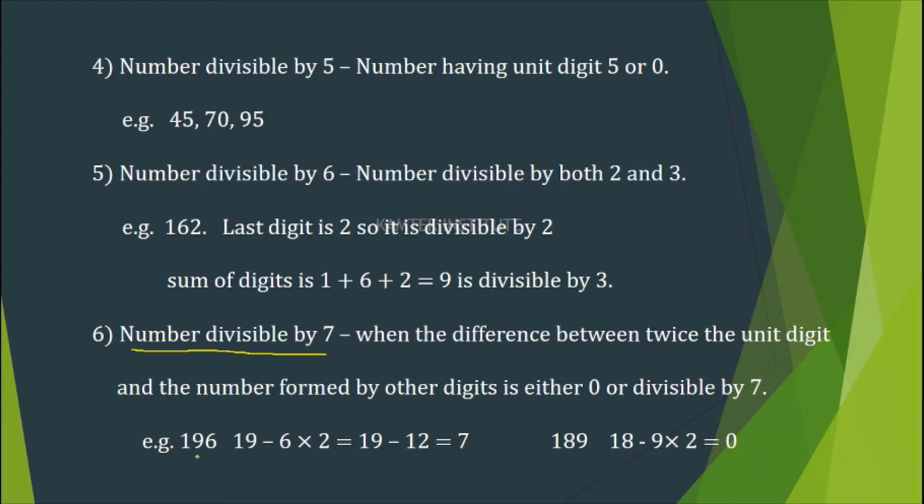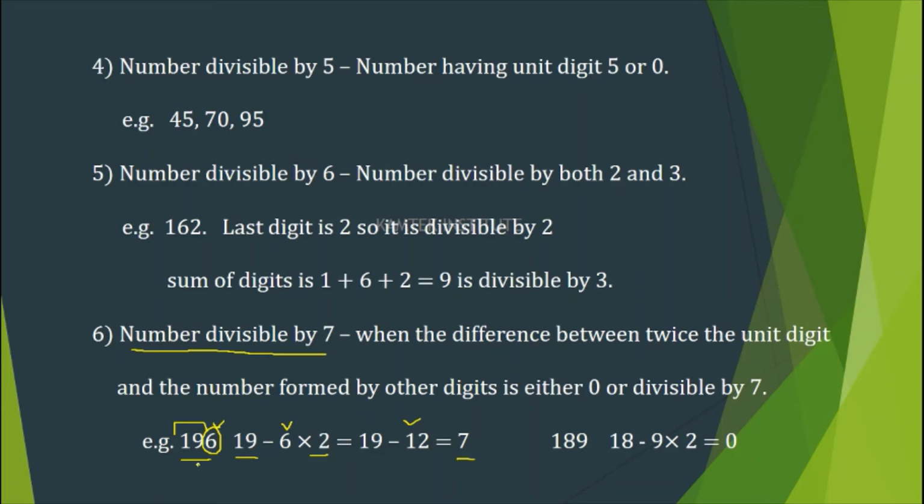Now we have a number, say 196. Okay, we'll take its unit place number 6 and multiply by 2, and then we'll subtract it from this number 19. Okay, so what do we get? We get 19 minus 6, which is in the unit place over here, multiplied by 2. So we get 19 minus 6 twos are 12, which is 7. And 7 is clearly divisible by 7. 7 ones are 7.